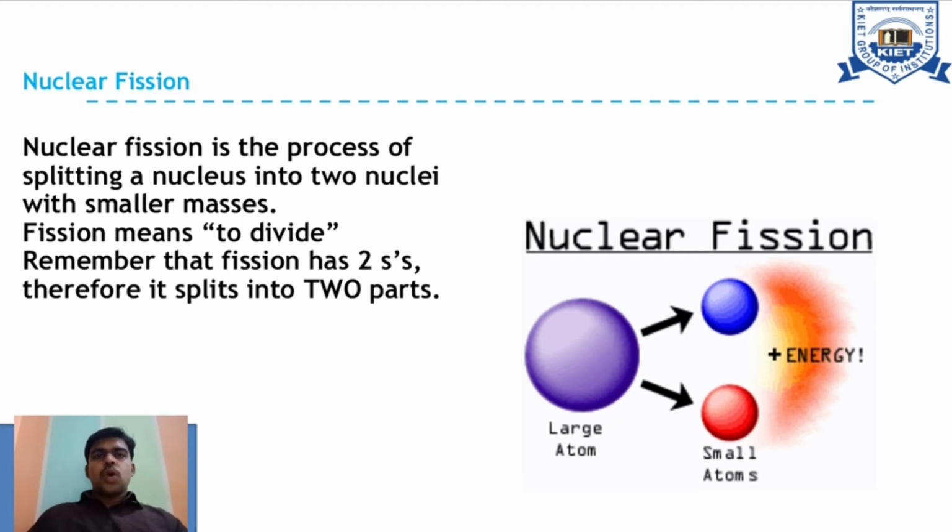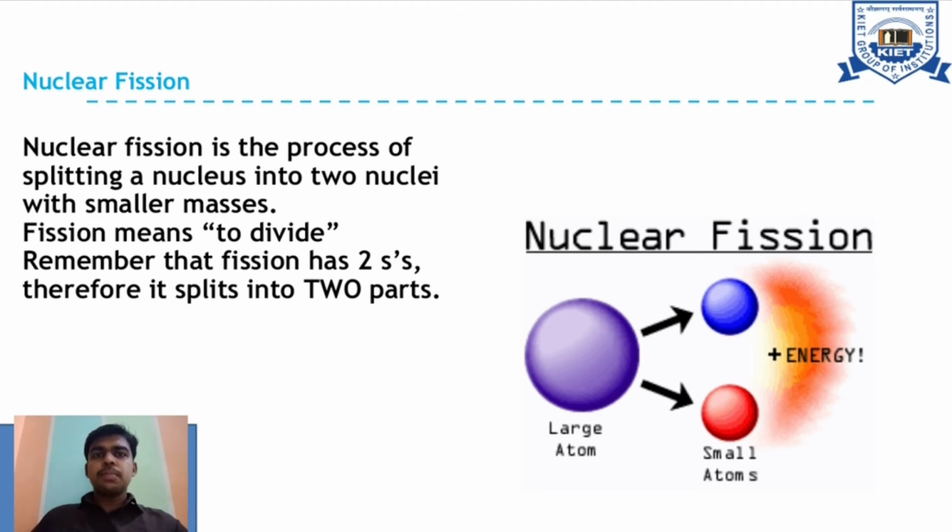First of all, what is nuclear fission? Because in the previous slide we discussed the benefits. Now we come to the major point of this video lecture session, nuclear fission. What is the process? The process of splitting a nucleus into two nuclei. So fission means the process of splitting. Behind that, what is happening? As I already said, it is the process of splitting a nucleus into two nuclei with smaller masses.